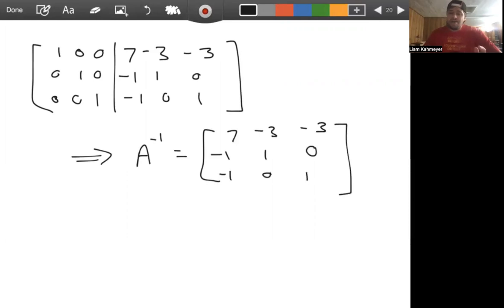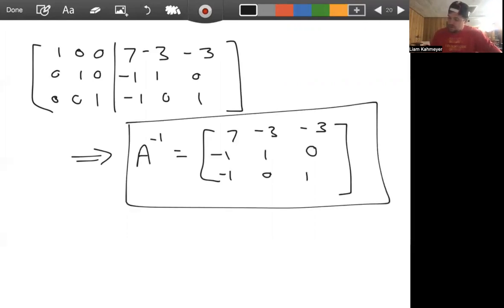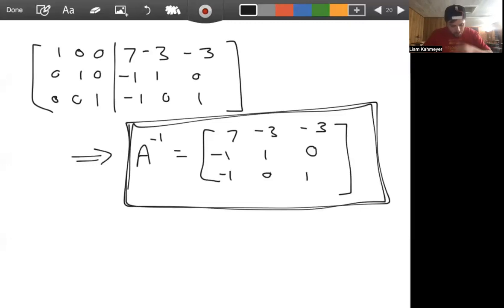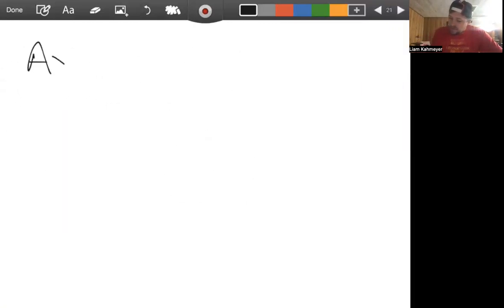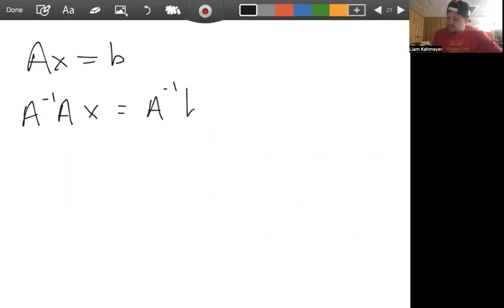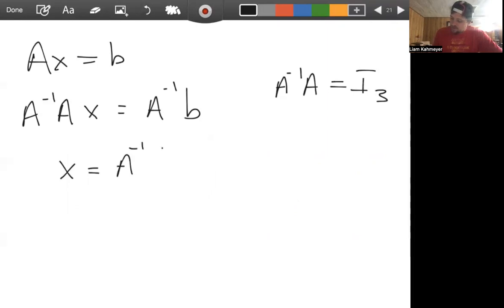Okay, now how does this help? Here's the inverse, right? It's good that we're able to calculate the inverse of a matrix. Now, how does this help solve the system, right? Well, when you have AX equals B and if the matrix A has an inverse, well, then you can multiply both sides on the left by A inverse. And then we know that A inverse A is the identity. And so this is just X equals A inverse B.